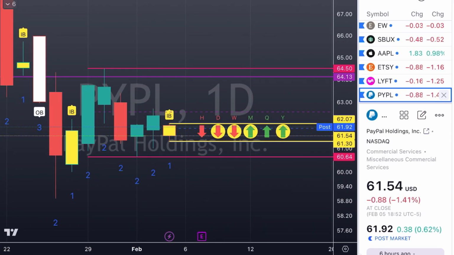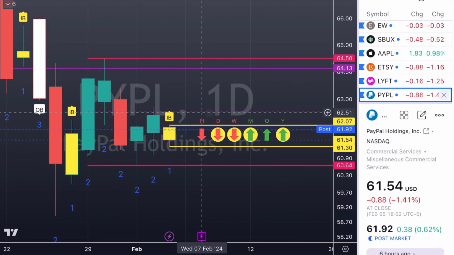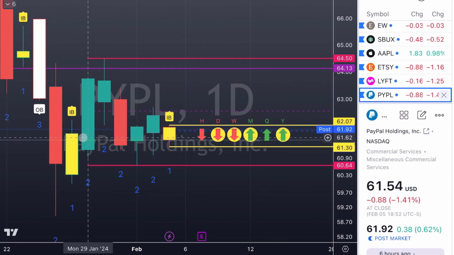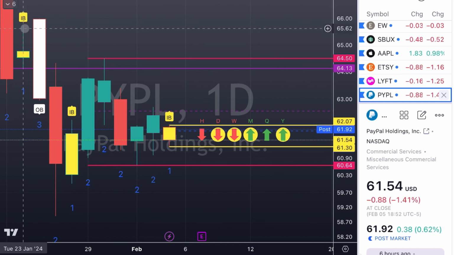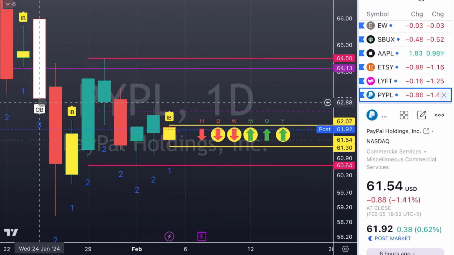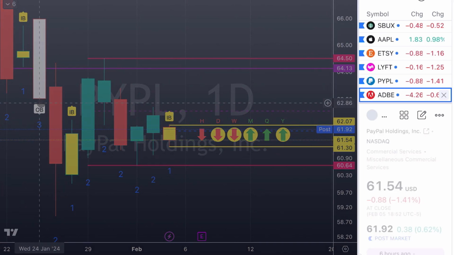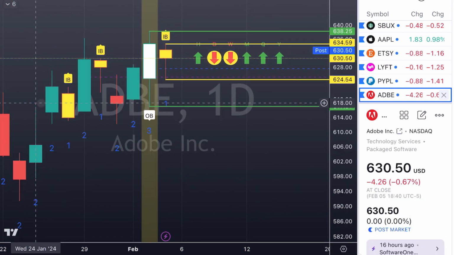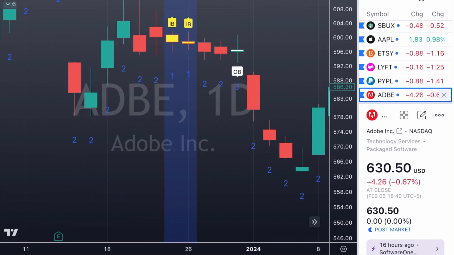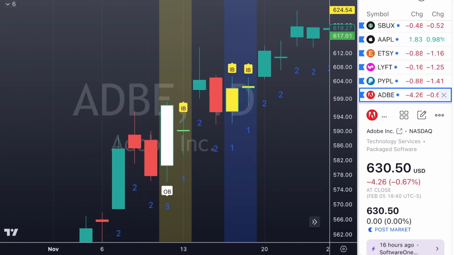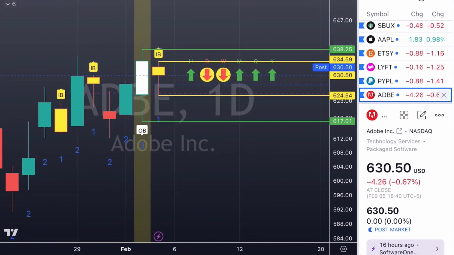We look at PayPal, inside bar on PayPal, inside bar on the weekly as well. Here's another PayPal run off of the inside bar. Big move to the upside. Here's another one. We gapped up here, and then we trended back down. Adobe, 3-1 setup. Again, there's a ton of these. Outside bar, inside bar, gap up, and a run. Okay, that's what we're looking for.